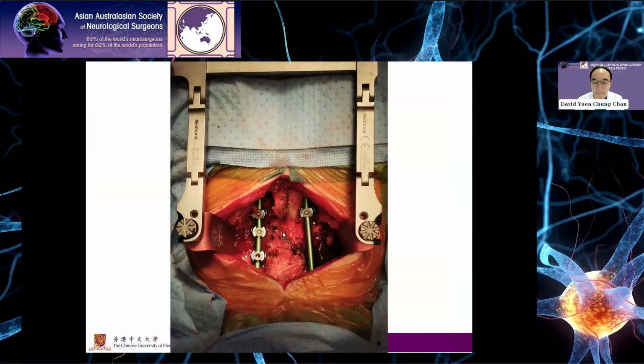Another dumbbell spinal tumor with the vertebral artery pushed towards the ventral side. It's important to trace along the foraminal segment of the vertebral artery during dissection. And facetectomy allowed adequate tumor exposure. And also the use of navigation can facilitate placement of pedicle screws and lateral mass screws.